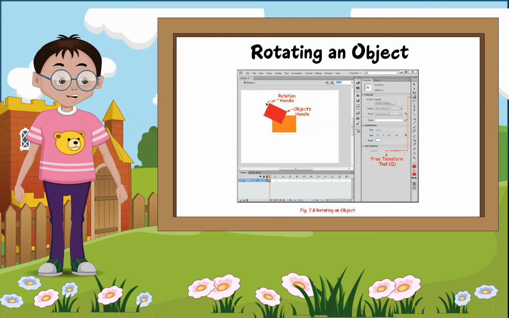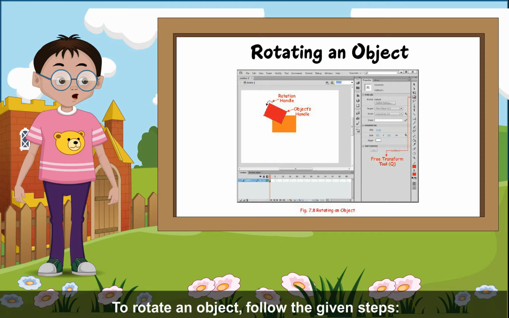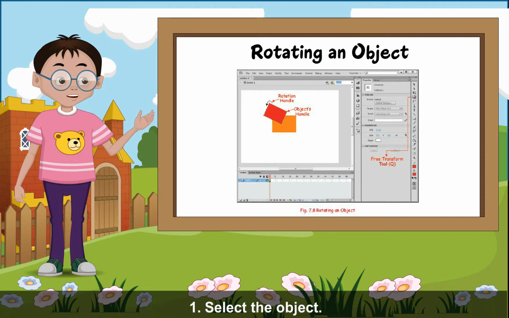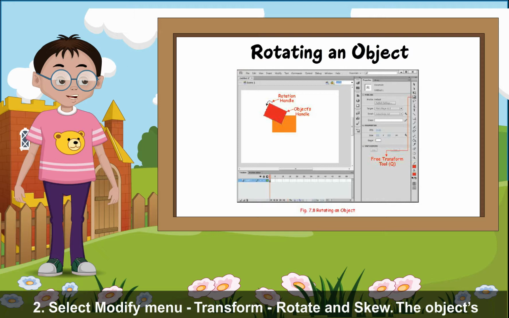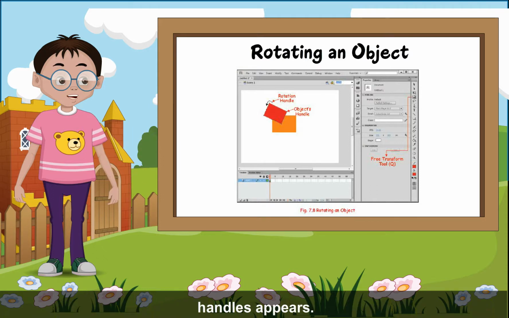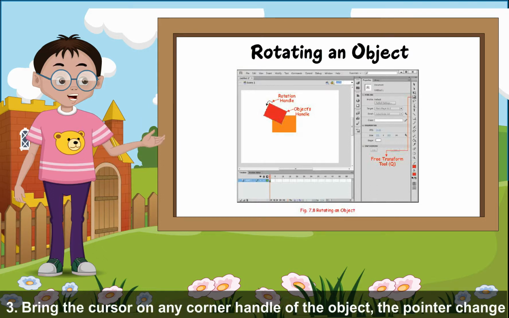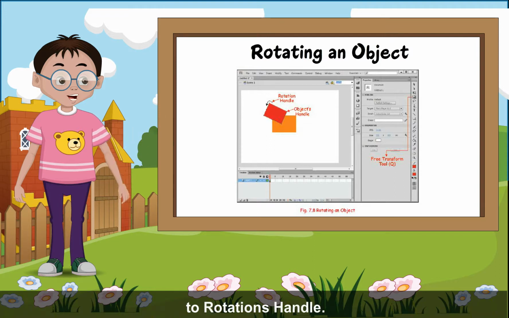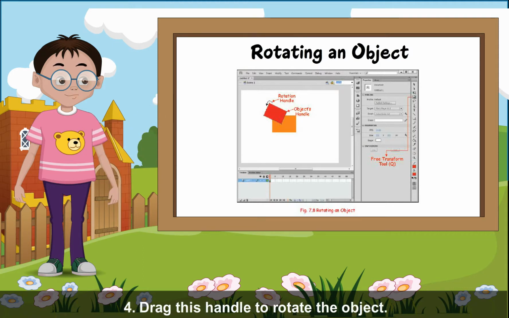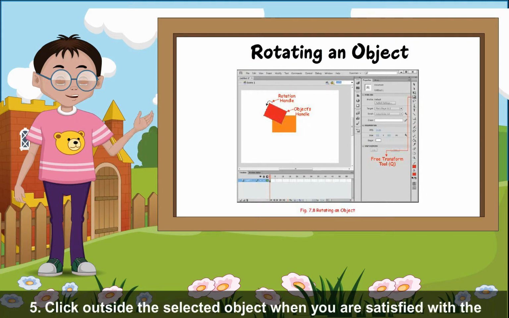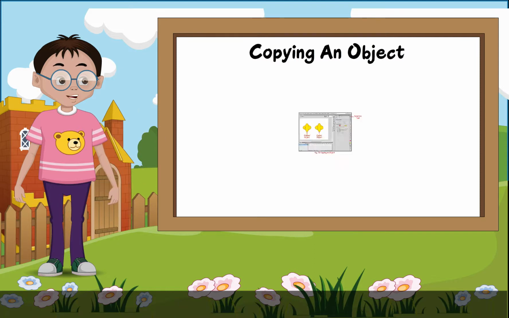Rotating an object. To rotate an object, follow the given steps. 1. Select the object. 2. Select the Modify menu, Transform, Rotate and Skew. The object handles appear. 3. Bring the cursor on any corner handle of the object. The pointer changes to a rotation handle. 4. Drag this handle to rotate the object. 5. Click outside the selected object when you are satisfied with the rotation.